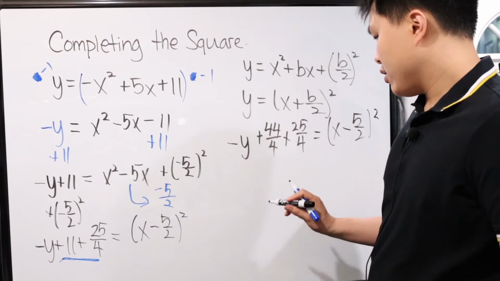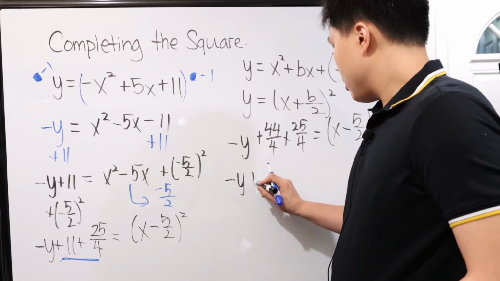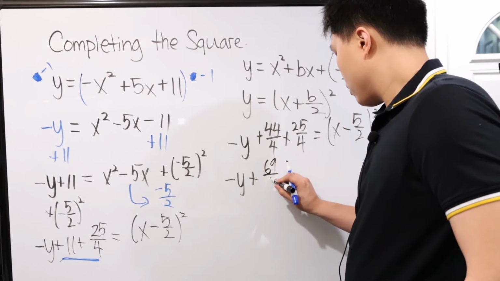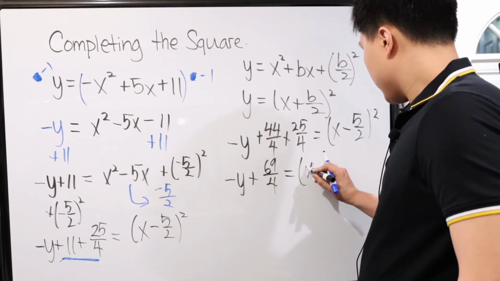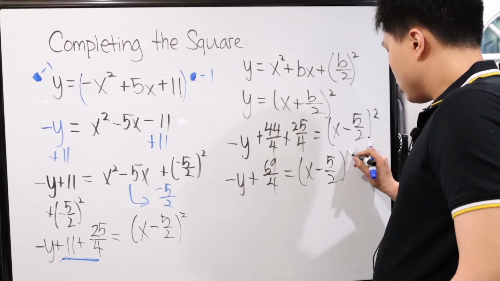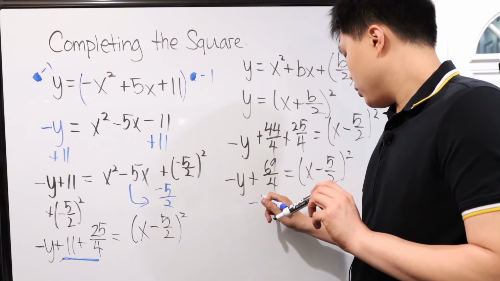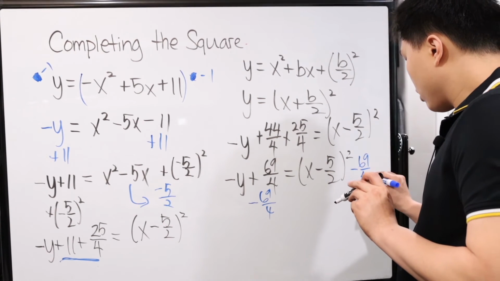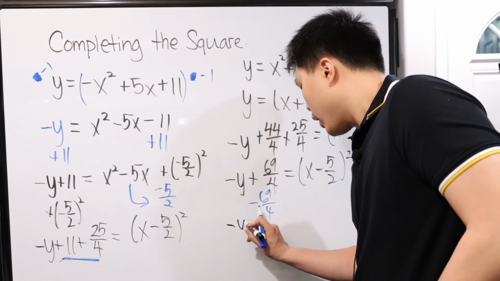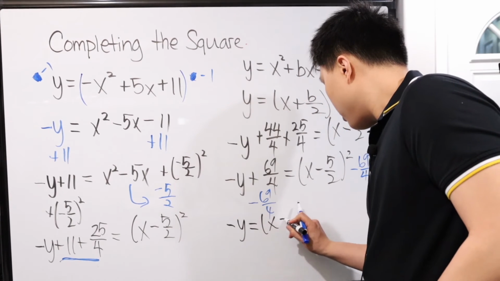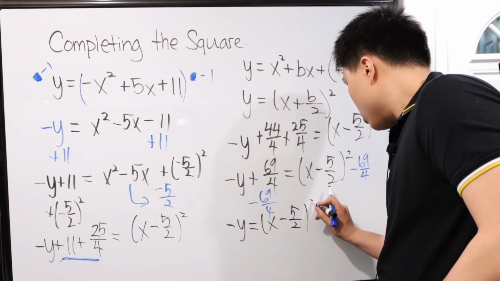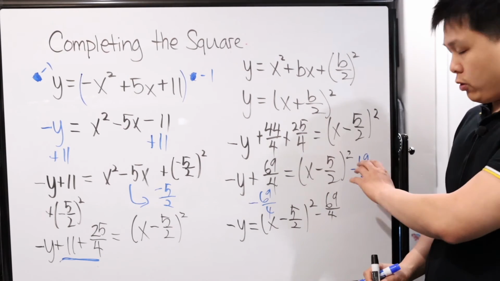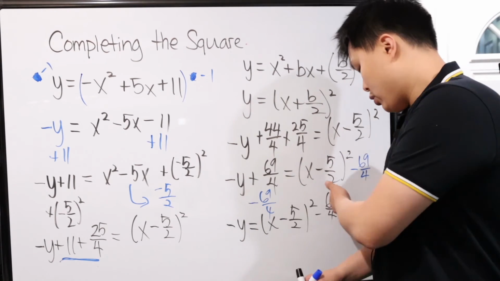Then we add those together. It's not looking very pretty, but we'll see. So 44 plus 25 is 69. 69 over 4 equals x minus 5 over 2 squared. So we're going to subtract this on both sides to move it over again. 69 over 4, subtract 69 over 4. So we have negative y equals x minus 5 over 2 squared minus 69 over 4, which you can simplify or change to a mixed fraction so that it's easier.